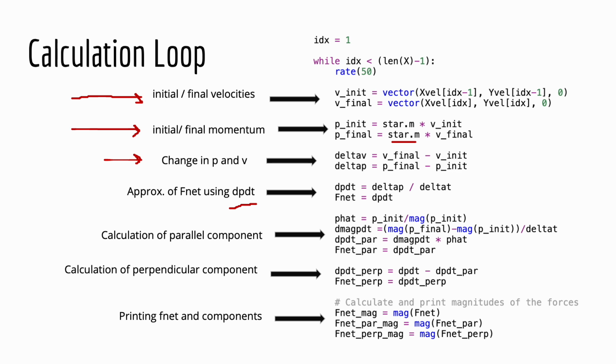Then using the formula from earlier in the theory section, we can find the parallel component of the net force. And then by subtracting the parallel component from the net force, we can find the perpendicular force. We can then print Fnet right here, as well as each component.